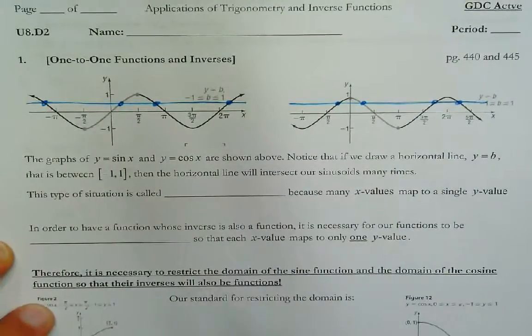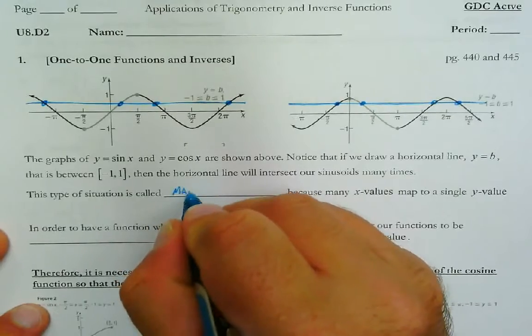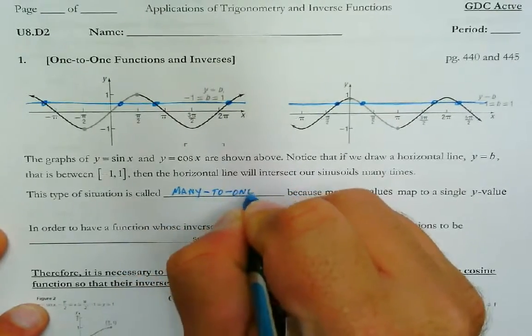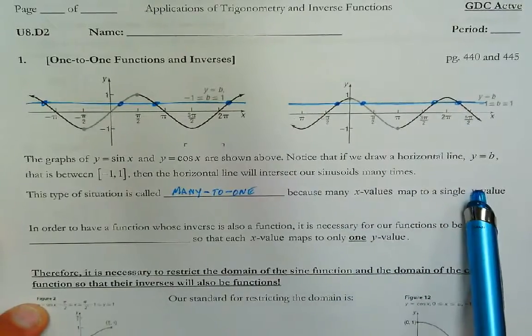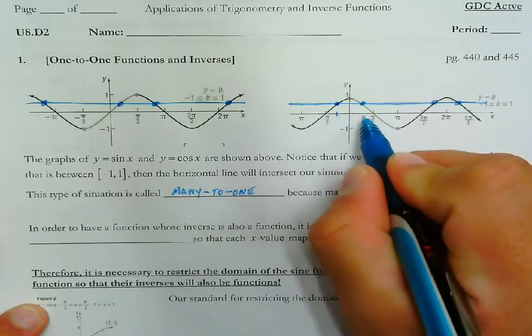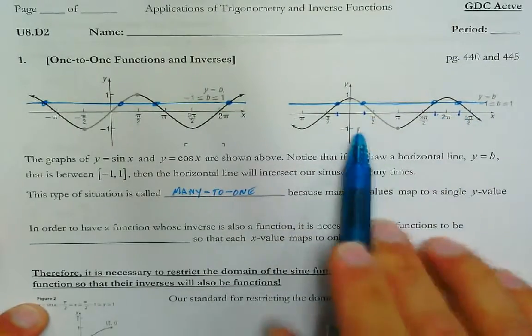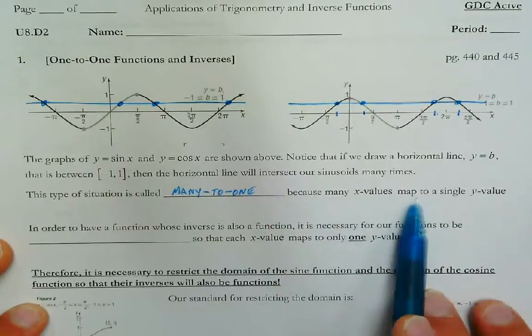Okay? This type of situation is called many to 1, because many x values map to a single y value. Meaning that I have an x value here, an x value here, an x value there. All of those x values have the same y output. We call that a mapping.